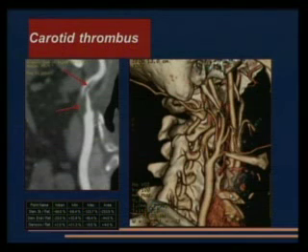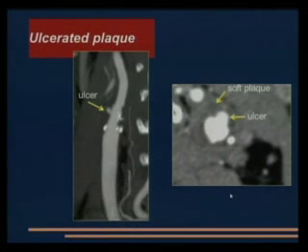In general, in standard CT, the MIP reconstruction is better than the 3D. It's more difficult to recognize the lesion in the 3D than in this. And also, you have the advantage that the software gives you the degree of obstruction. Again, ulcerated plaque and the soft plaque.